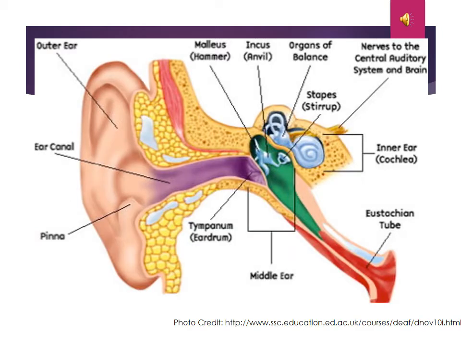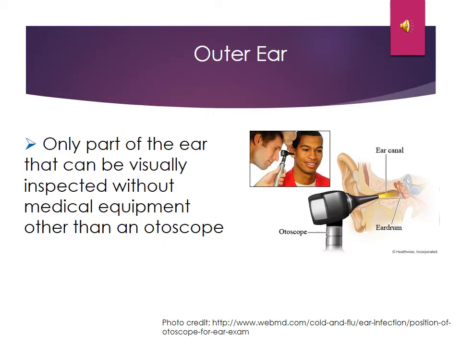This is a descriptive photo that labels the individual parts of the ear. We will discuss each component separately. We will begin our journey with the outer ear.